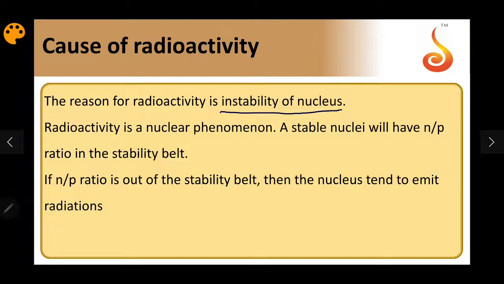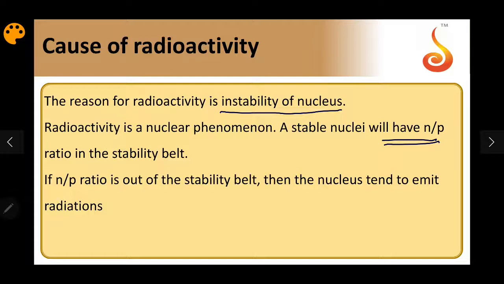The stability of the nucleus depends upon the number of neutrons and protons. So we have the N by P ratio. If you plot a graph of neutrons versus protons, initially N by P is equal to 1 for lighter nuclei. As the number of protons increases in the nucleus, the number of neutrons will be more than the number of protons to offset the repulsive forces between the protons. So neutrons predominate over protons, and the N by P value will be more than 1.